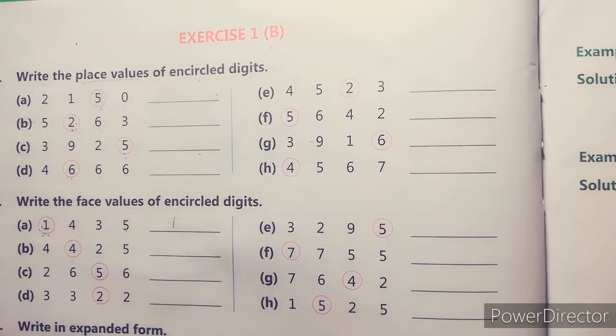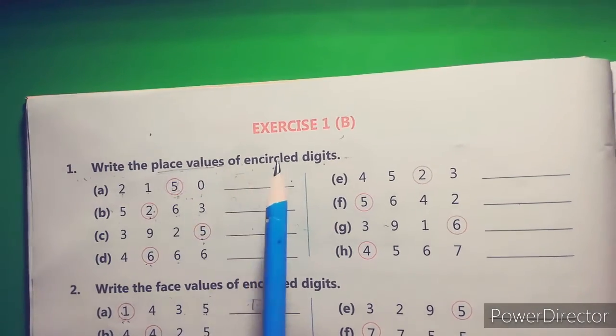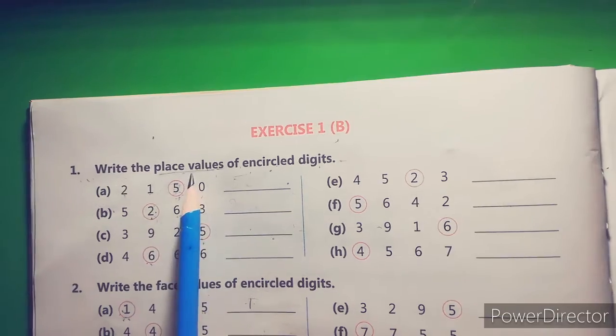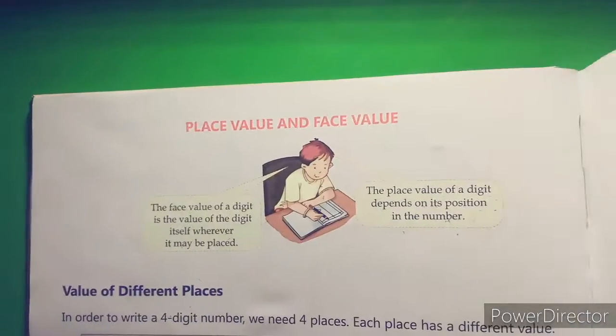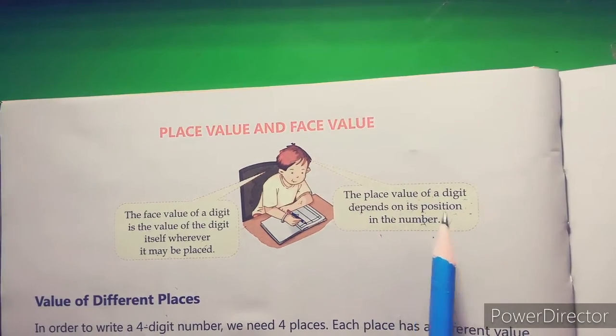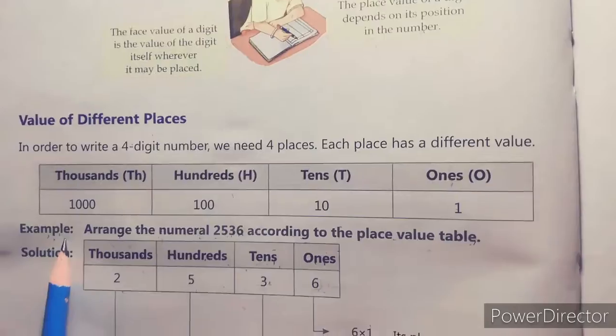So get set go. First one, write the place value of encircled digits. First of all, we have to know what is the place value. The place value of a digit depends on its position in the number. Here they have given one example.